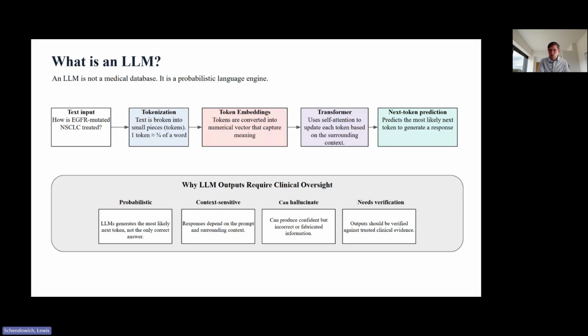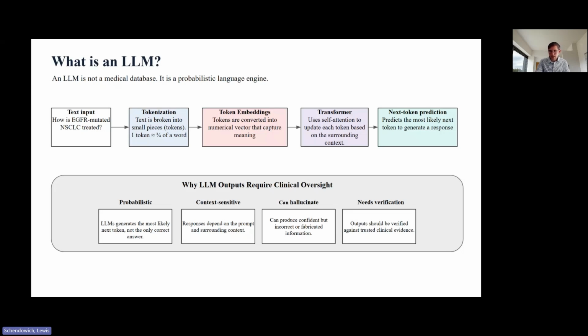First, the output is probabilistic. That means that it produces a likely continuation, not necessarily the most correct one. It is context sensitive, so the response may depend on the specific prompt that you enter into it. In this specific case, the prompt included a specific EGFR mutation. You can add potential disease stage or prior therapy or even resistance mechanism. Those are all context that may change the output of this specific LLM.